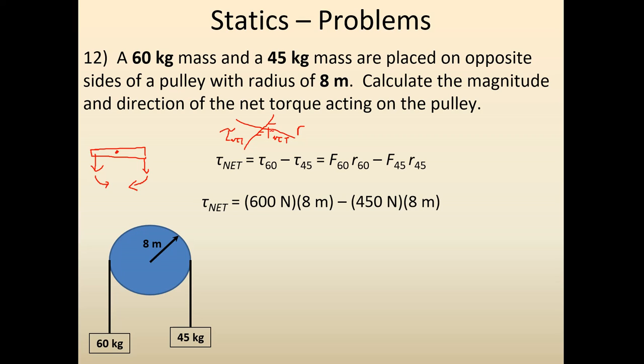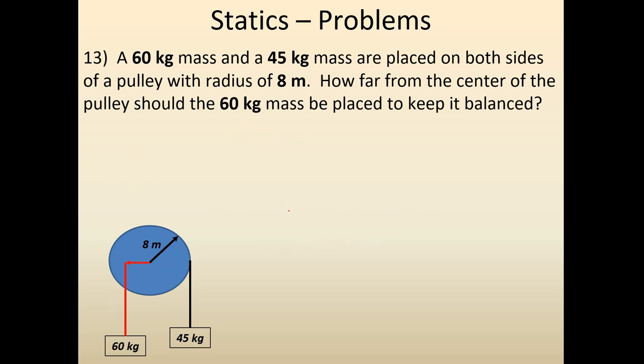Because like I said, here you can actually see that I could, since both of them are going to be multiplied by 8, I could technically factor out an 8, and then I end up getting essentially the net force, 600 minus 450, times the radius. But when I do the calculations, I get 1,200 Newton meters. All right. So here's the next one.